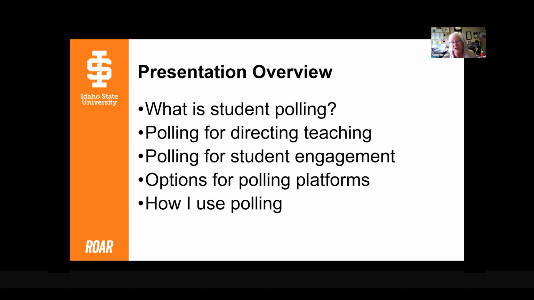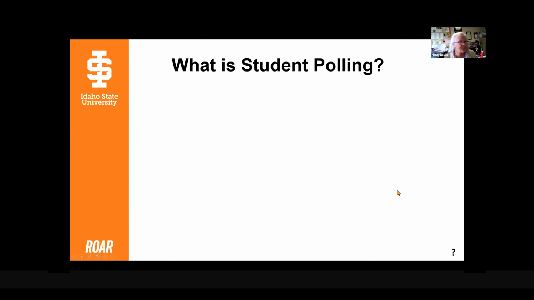Provide a few options for polling platforms. I've personally only used one, except today I'm also going to use the Zoom polling option. I figure since we're talking about polling, I'm going to send you a few polls during this presentation as well, and I'll appreciate your participation. And then a summary of essentially how I use polling that puts that together.